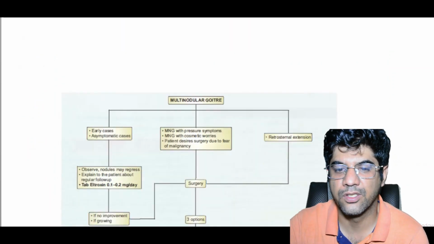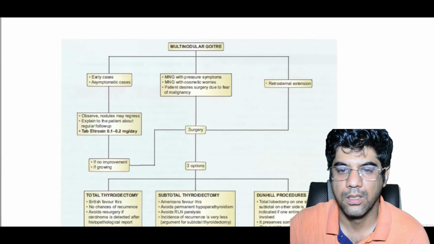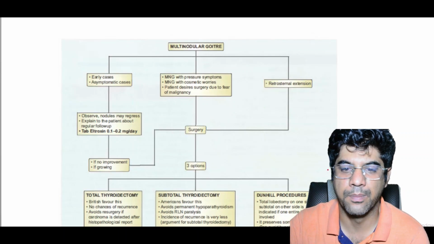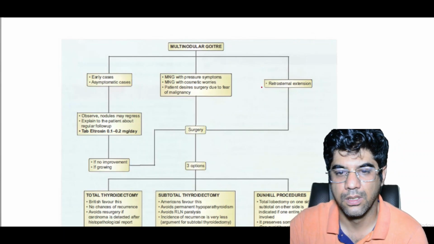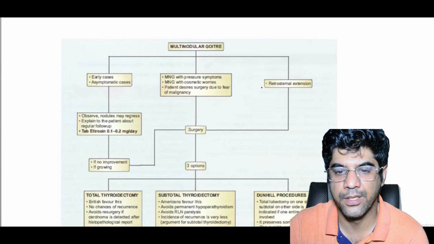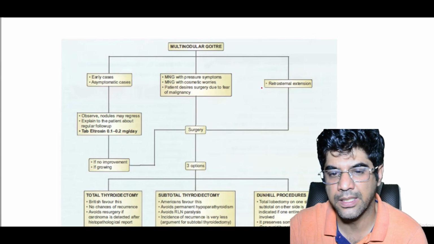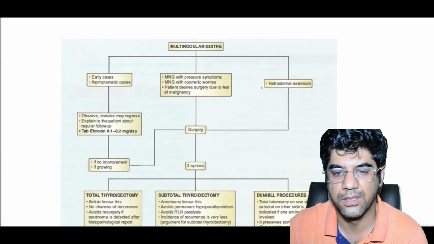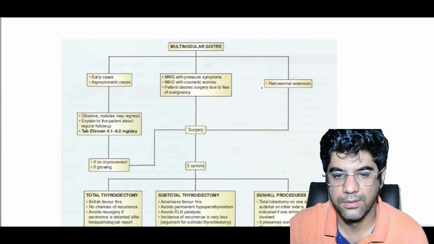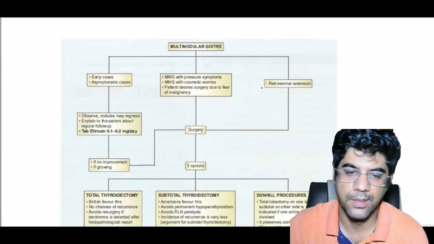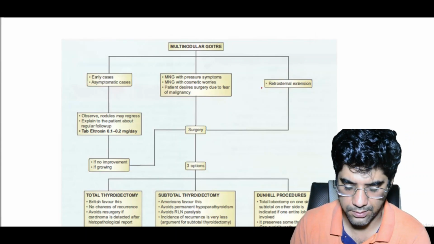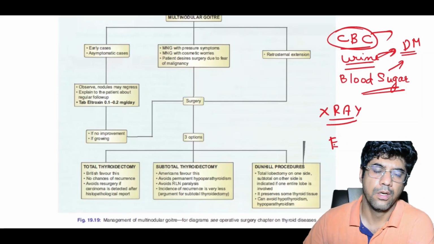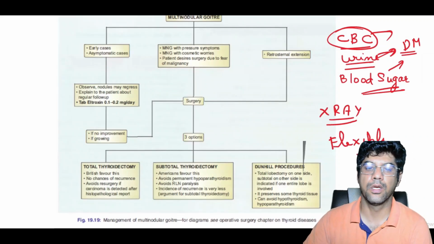Now, what are the complications of multinodular goiter? Over time, nodules in the thyroid can develop calcification that can be visible on the X-ray or ultrasound. Sudden hemorrhage in the nodule can cause difficulty breathing due to compression of the nearby structures. Now let us discuss the management of the multinodular goiter.